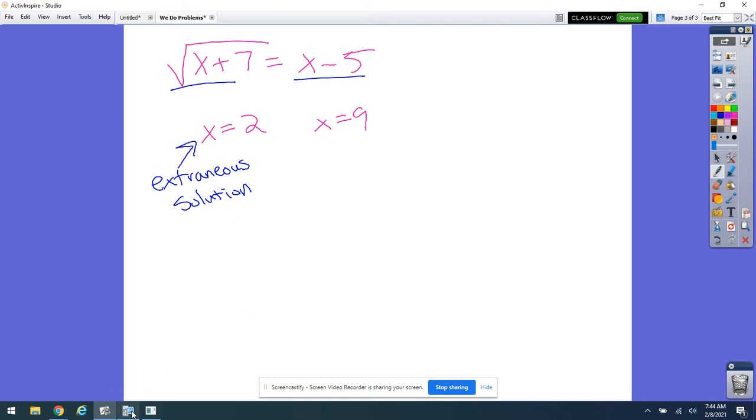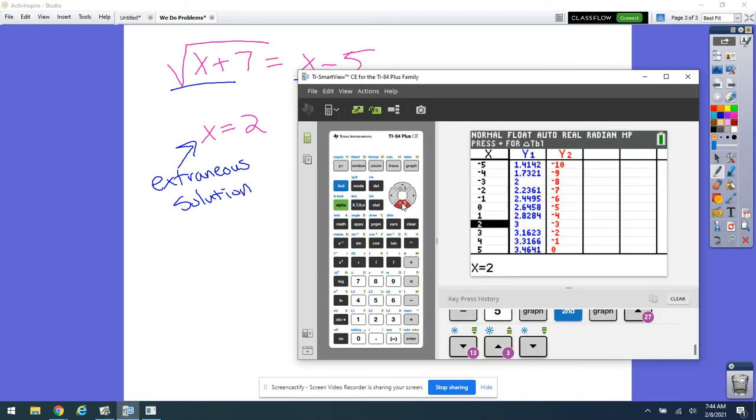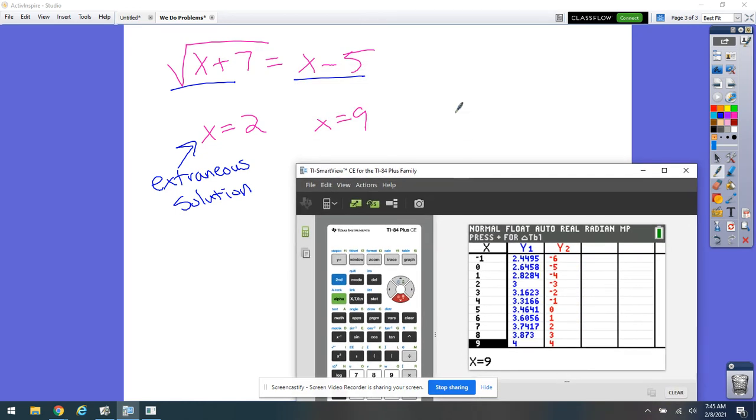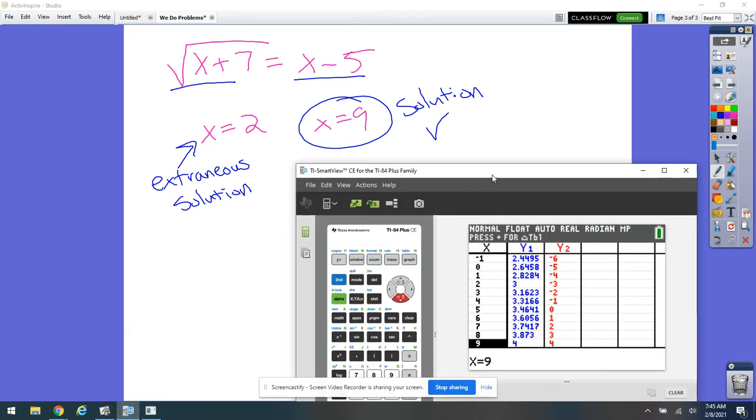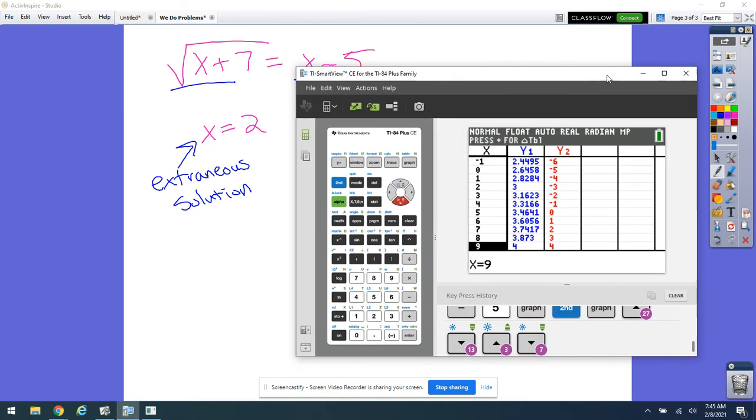Okay, and now I'm going to take a look at that positive 9. Now, if you take a look, are they the same value, 4 and 4? Yes. So what that tells you is this is going to be our solution here. So this 9 here is our solution, and this one does work. So x equals 9. Okay, and that's pretty much what you have to do to check it with your calculator.